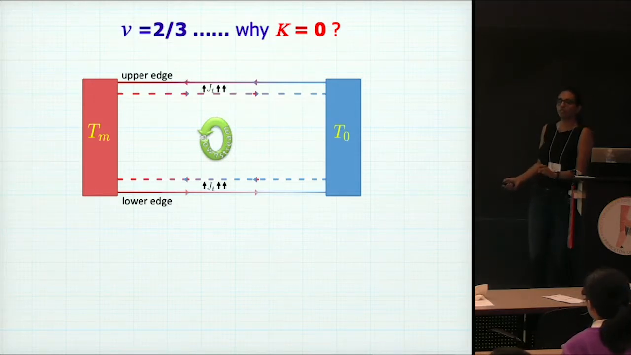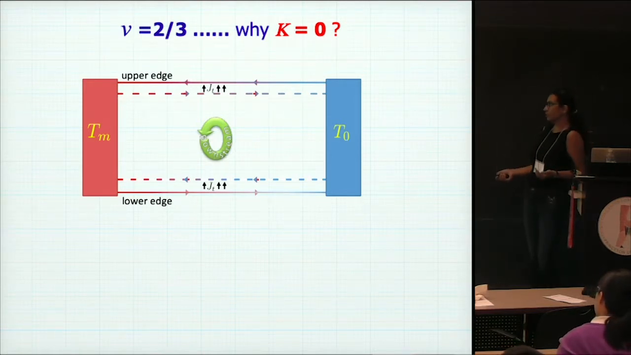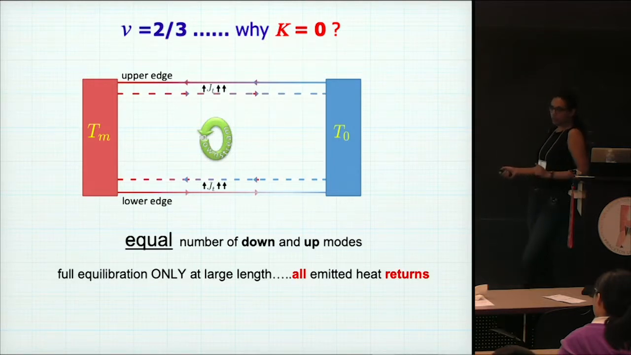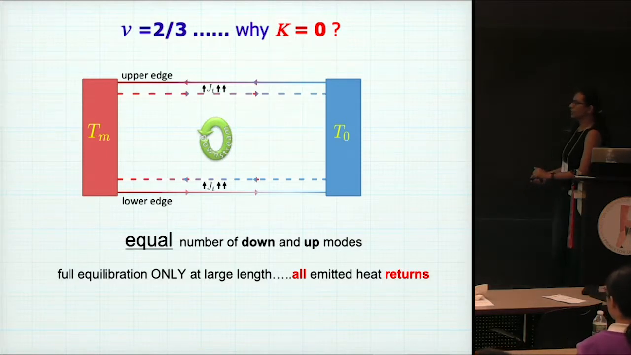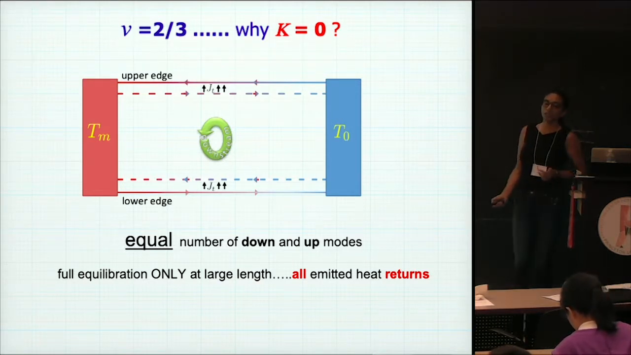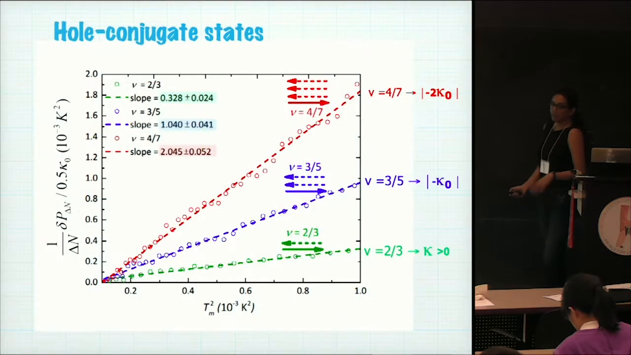Okay, so why should 2/3 be 0? As I just briefly mentioned, you have an edge which takes the heat out, but then there is another edge which takes the heat back. So if there is interaction between these two edges, which I'm not going into all the details of why it is there, but it is there, that's the reason that you eventually mix things up and can end up with 0 thermal conductance. And as I mentioned, this 0 will only result from full equilibration and large length of the sample, so that all emitted heat is returned. Only then it will be 0. If the equilibration is not full, then you will not see 0. Okay? And this is the result.